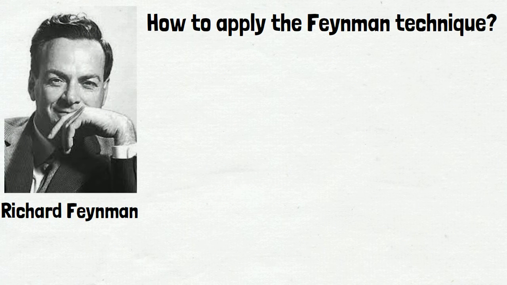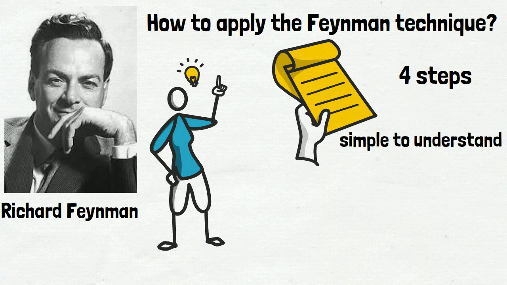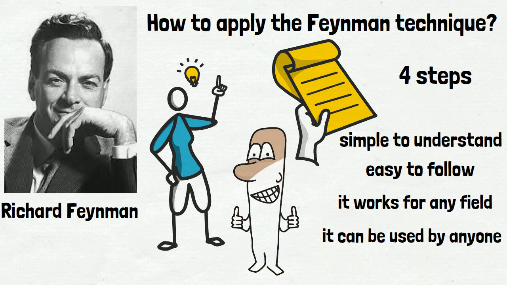You can apply the Feynman technique in 4 steps. Not only are these steps simple to understand, but also easy to follow. The best part is that it works for any field, and it can be used by anyone. In short, it is a very useful self-learning method for every single person.